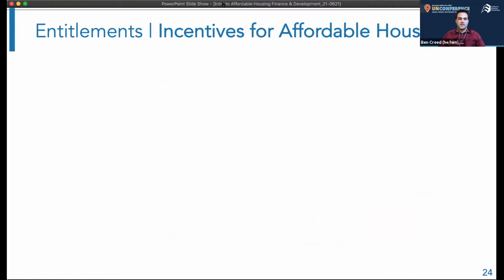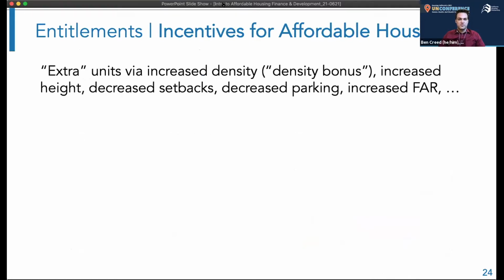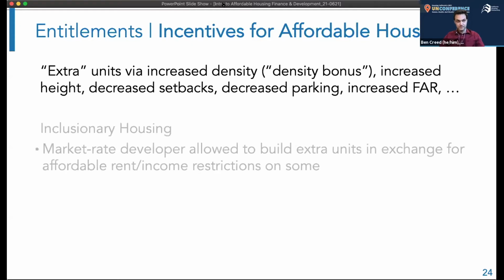For affordable housing, there are often incentives to go above and beyond the baseline zoning restrictions and planning and land use restrictions. The idea being that affordable housing is a public good, it ought to be incentivized. And so cities will provide opportunities to build extra units to either increase the density through a density bonus, or increase the allowable height, or decrease the parking requirements. Whatever you're bumping up against in your design, maybe there's an incentive to relax that requirement in exchange for the affordable housing units that you're providing.